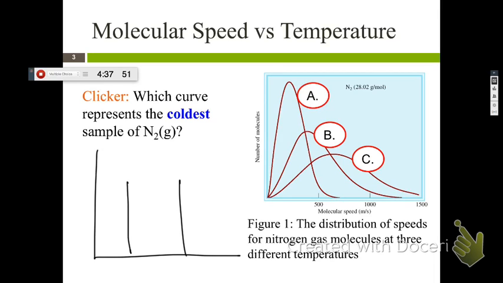They're just spread out over more speed. The warm one has a lot of molecules at very many different speeds. The cold one has many fewer speeds that those molecules are at, so there's many more at each one of those speeds.